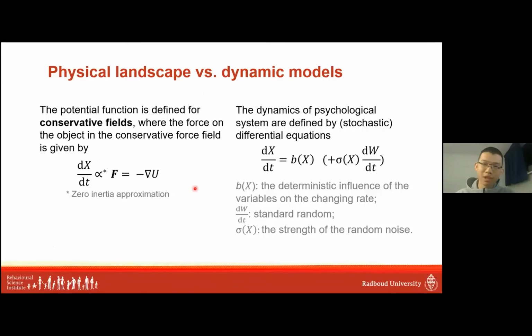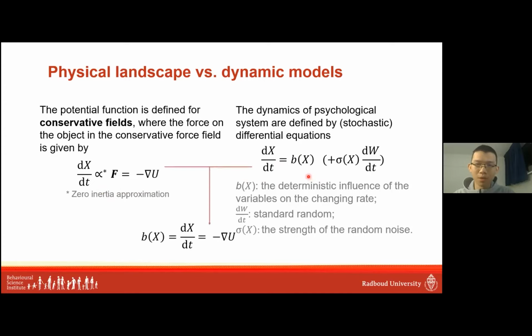So in order to do that, the first thing we do is to compare how the potential landscape is originally defined and how we construct dynamic systems in psychology. The potential landscape or potential function is originally defined from conservative fields. That means the force on an object in this field is proportional to the gradient of the landscape function. The dynamic functions in psychological formal models, on the other hand, are described by a set of stochastic differential equations.